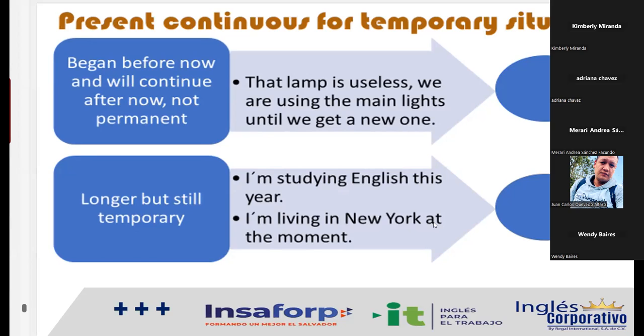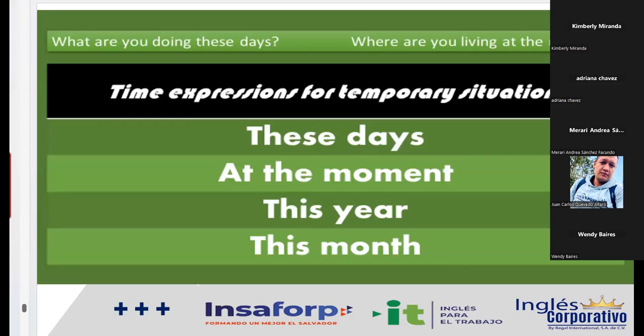Veamos la frase. At the moment, eso significa que vamos a diferenciar las situaciones temporales con estas expresiones de tiempo. These days, at the moment, this year, this month. Pero no solo van a ser estas, ¿verdad? Ustedes pueden encontrar muchas más, pero siempre con esta misma idea, ¿verdad? Que es un poquito más de tiempo que hoy, que este momento, ¿sí? Este momento es ahorita, right now. Esas son ongoing activities. Tenemos next Monday, next weekend, future events.